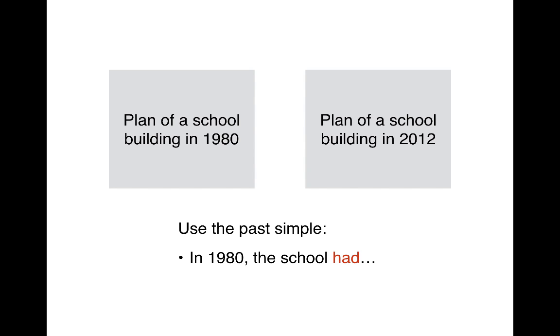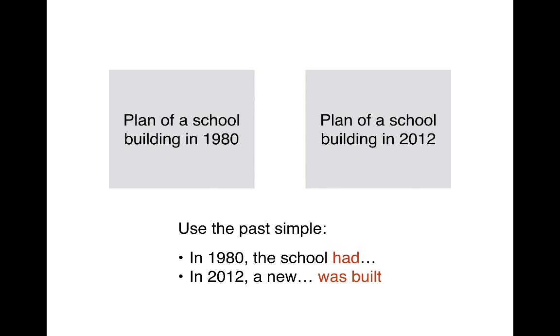For example, in 1980, the school had, let's say, 10 classrooms. And in 2012, a new classroom was built. There you've got past simple in the active with had and in the passive with was built. The years are in the past, so we just use the past simple.